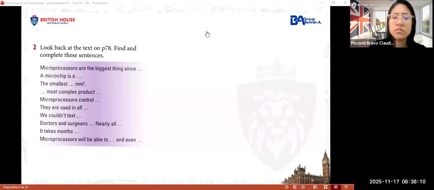I'm trying to upload it again because you need it for this exercise. Okay, there's a picture again. Look back at the text on page 75. You're going to read it again and find and complete these sentences that are incomplete. So you have to complete the other idea, and everything is according to the reading. Read, look for these statements in the reading, and then complete with the missing words. I'll leave you some time, and then we start checking.